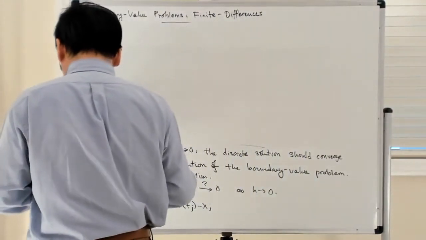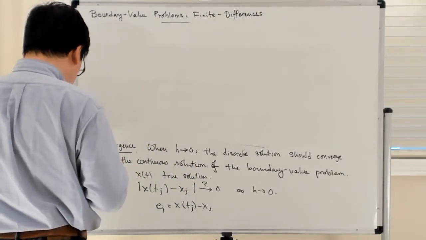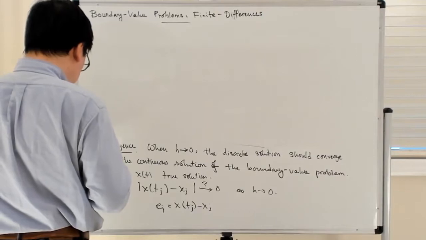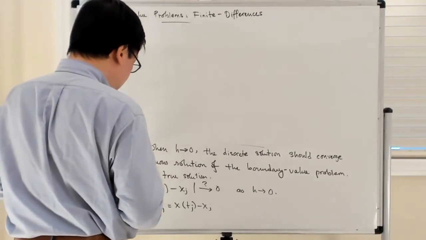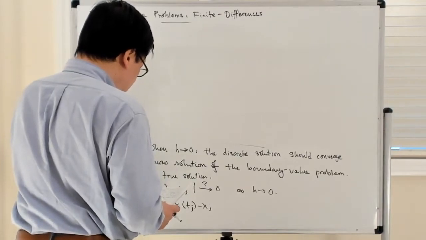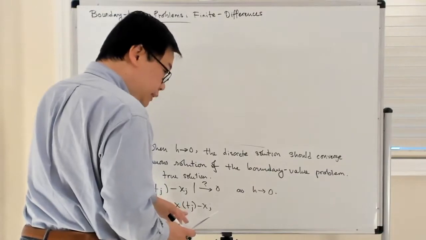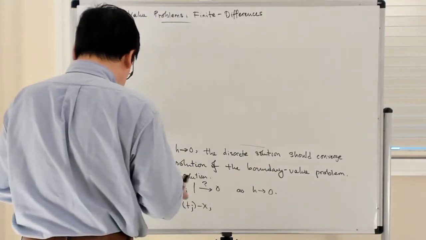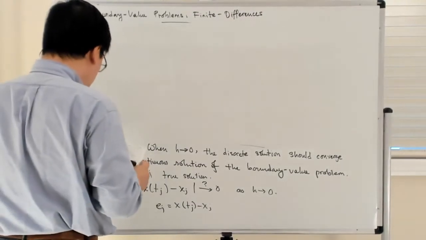Okay, so essentially what's going to happen then is that I'm going to write down an equation which the continuous solution satisfies, and an equation which obviously the discrete equation satisfies. So the first thing is to write down an equation the continuous solution satisfies.